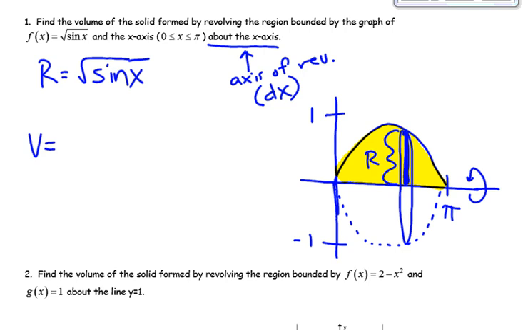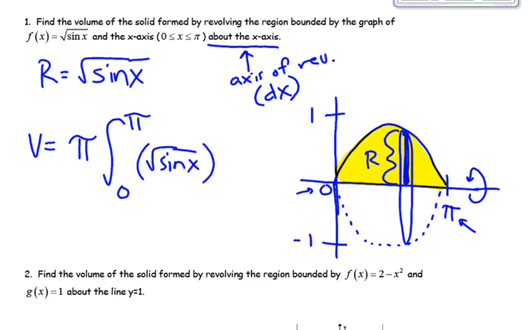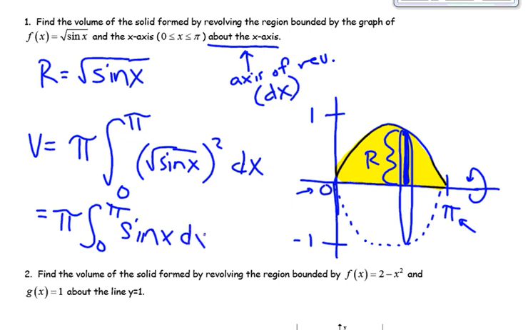So my volume is going to be pi times the integral from 0 to pi, because we have from left to right there, of big R, square root of sine x, squared, with respect to x. If I clean that up, you would actually get pi times the integral from 0 to pi of sine x dx. And if you were to solve all of that out, you would get 2 pi. If we were talking about units here, this would be units cubed, because you're finding a volume.